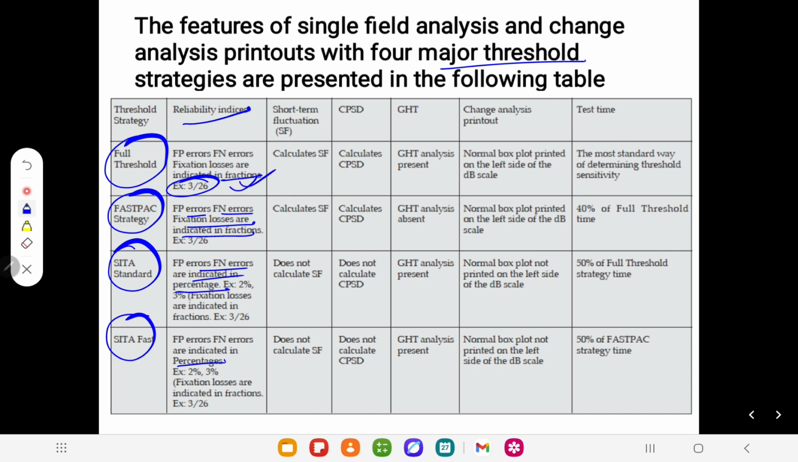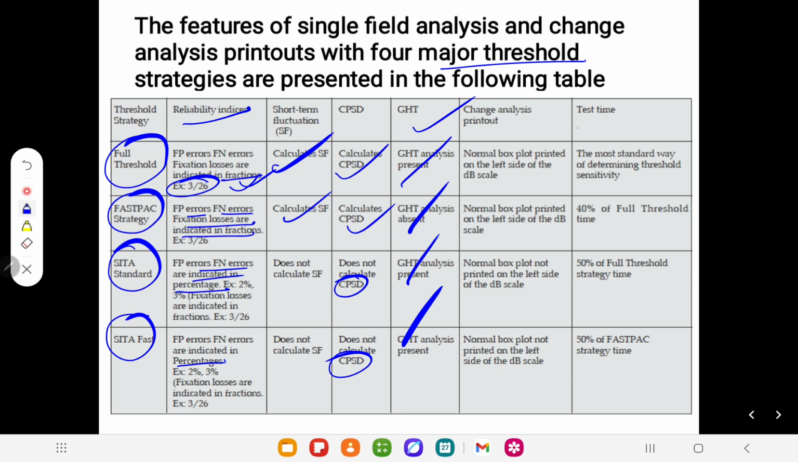Short-term fluctuation is not a function of SITA. Okay, just remember, short-term fluctuation is a function of FASTPAC and Full Threshold, not a function of SITA. If there is no short-term fluctuation, there is definitely no corrected pattern standard deviation, because corrected pattern standard deviation is the correction of pattern standard deviation for short-term fluctuation, isn't it? So it's a function of Full Threshold and FASTPAC, not of SITA, whether standard or fast. Glaucoma Hemifield Test, yes, it's always there in all cases.